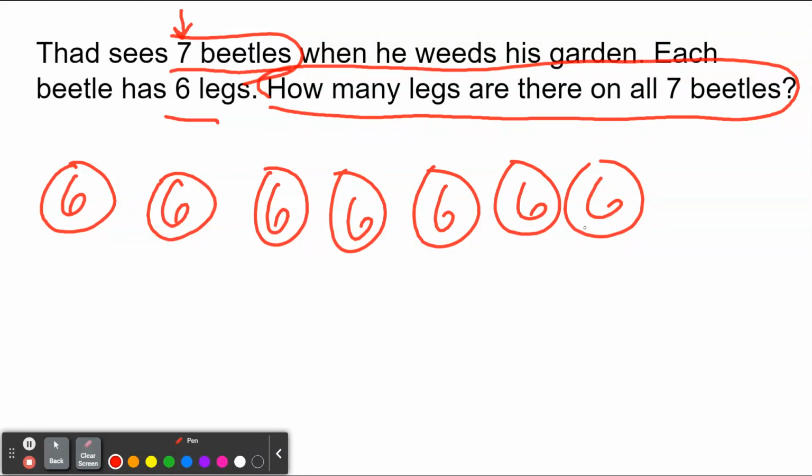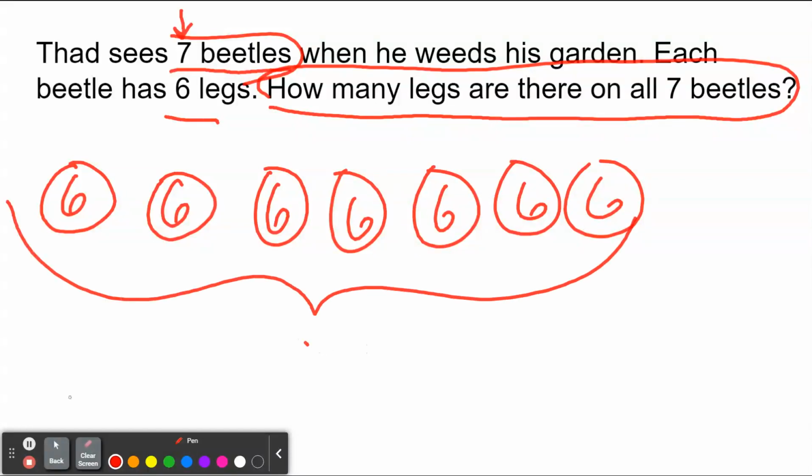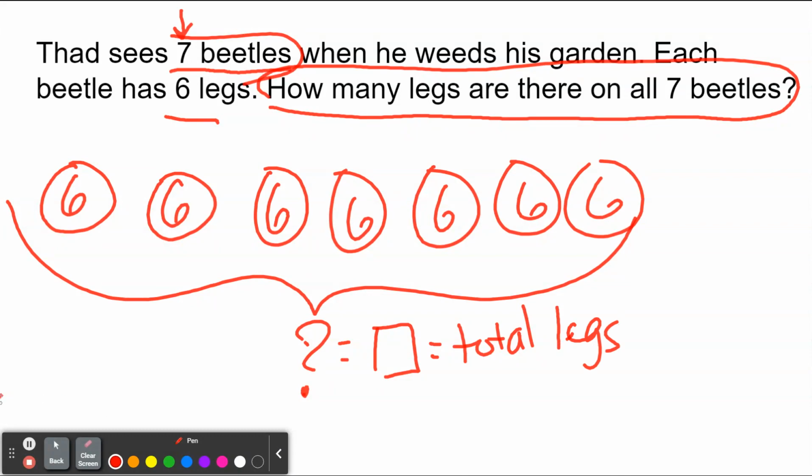Now how many legs are there in all 7 beetles? We're not sure. So I'm going to represent this question mark with a square, which is going to equal the total number. I'm going to put total legs, right, in our beetle.